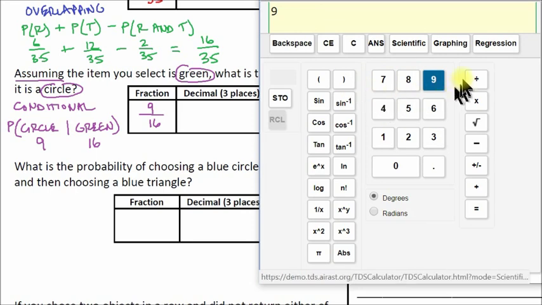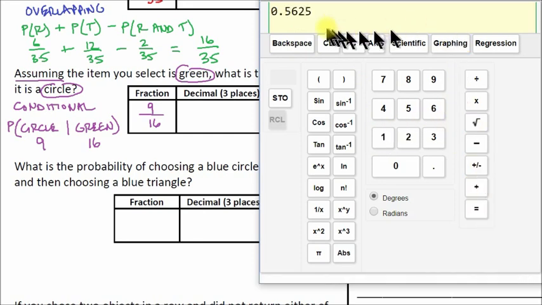Let's go ahead and divide that out. 9 divided by 16 is 0.562. We're going to round that to 0.563 because the 5 here rounds the 2 up to a 3. So 0.563.